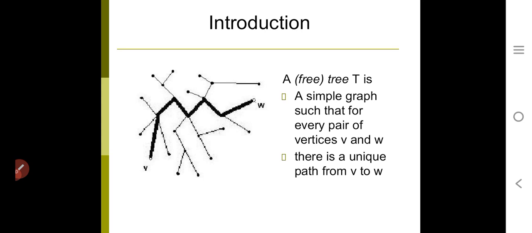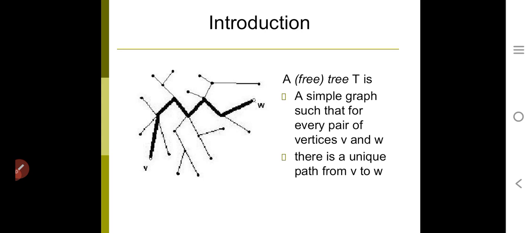First, we have to think: what is a vertex? A vertex is just a point. A point is represented as a vertex. Then edges. An edge is a connection between a pair of vertices. Then we start the introduction of tree.